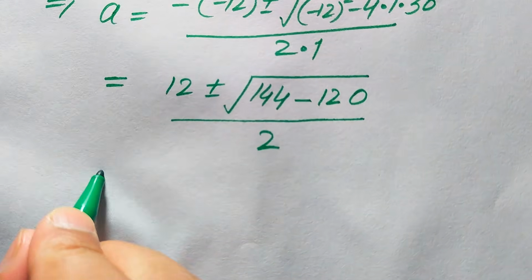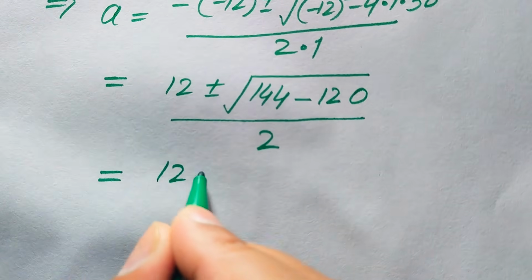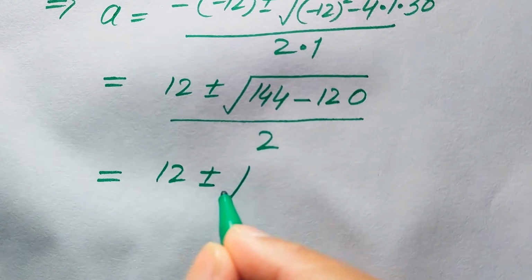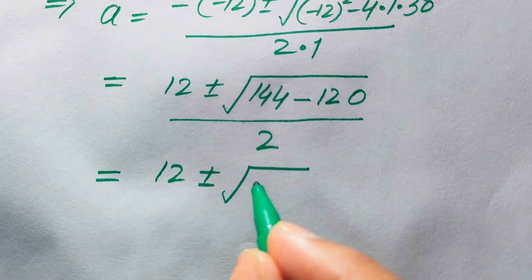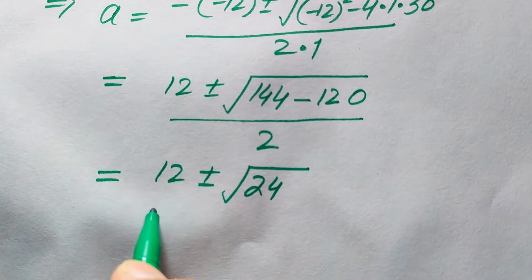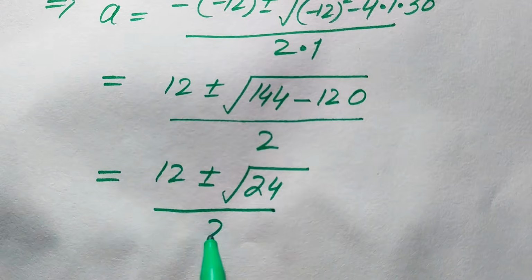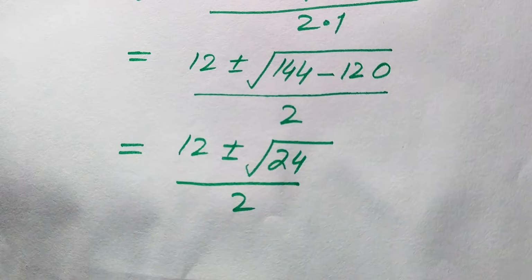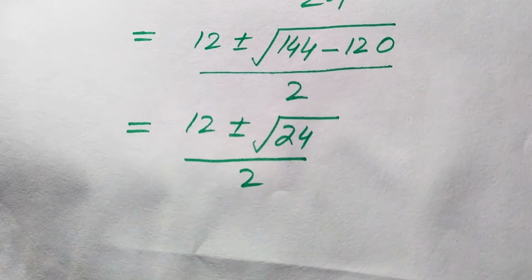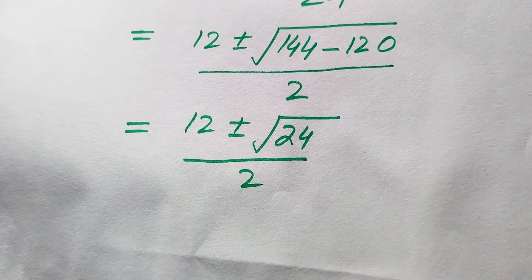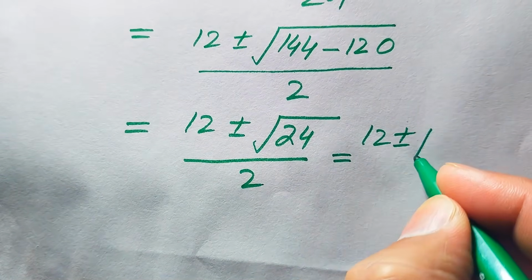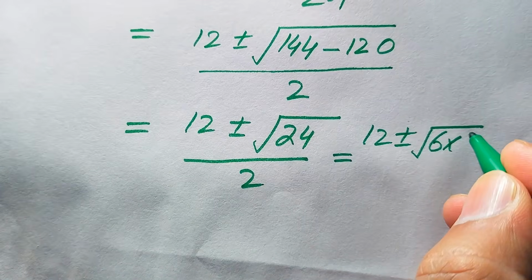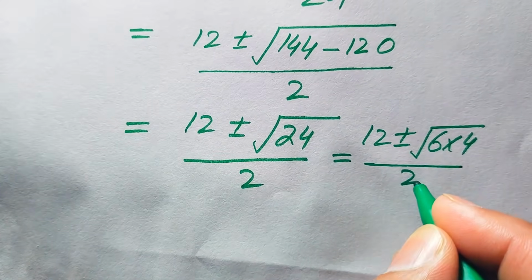And further in the next step we need more simplification, and it will be written as 12 plus minus square root of 144 minus 120, which is equal to 24, and it is divided by 2. So here we rewrite this equation in this form. We rewrite this 24 in this form: 12 plus minus, we write 24 as 6 times 4, and it is divided by 2.